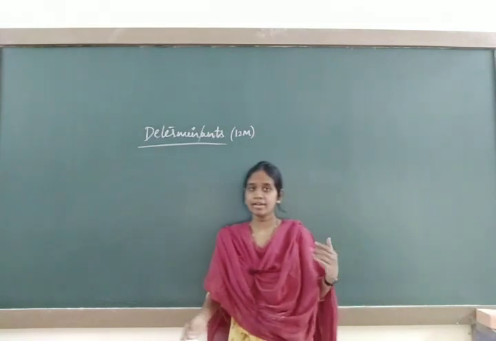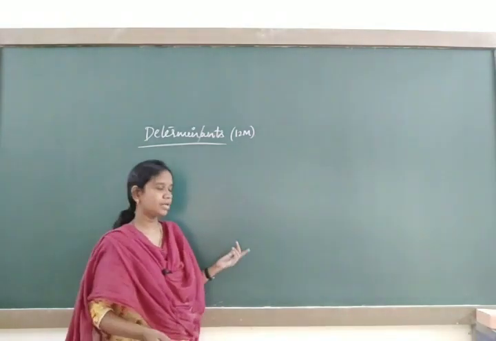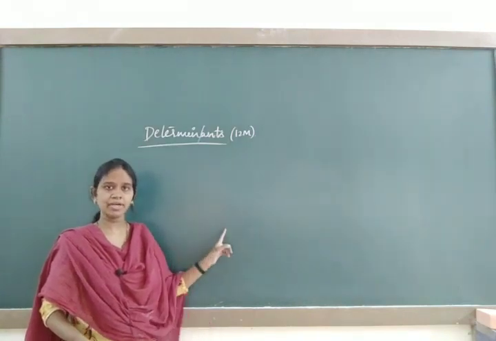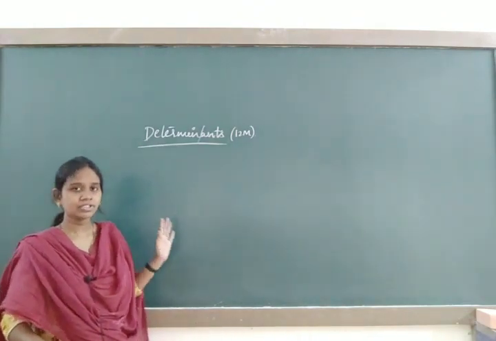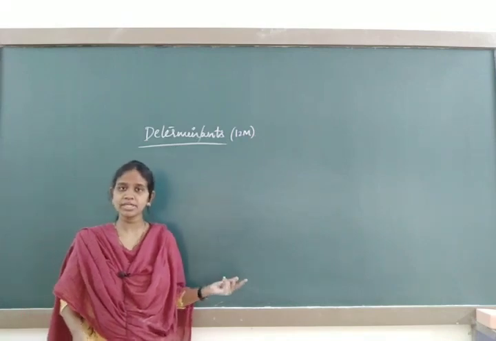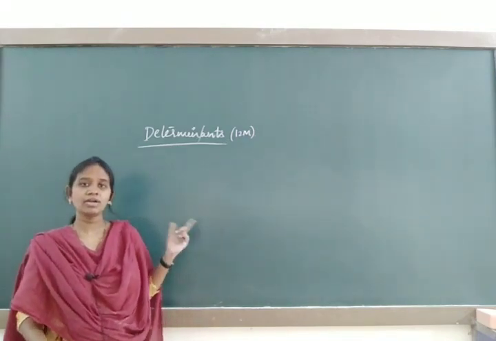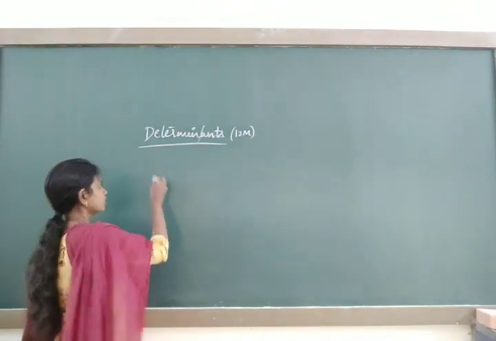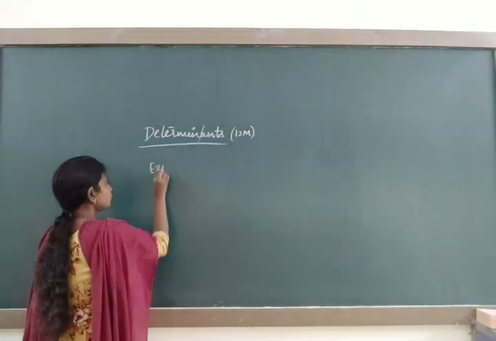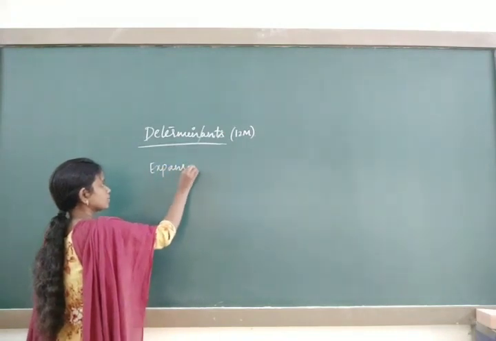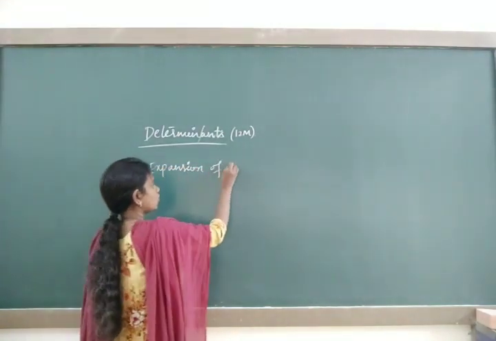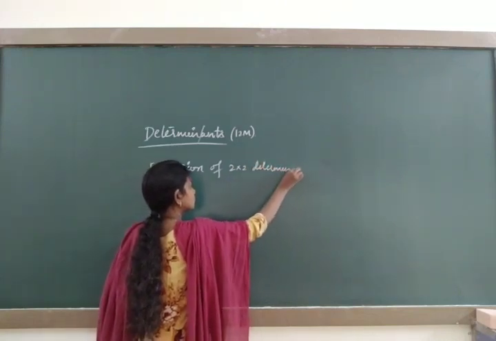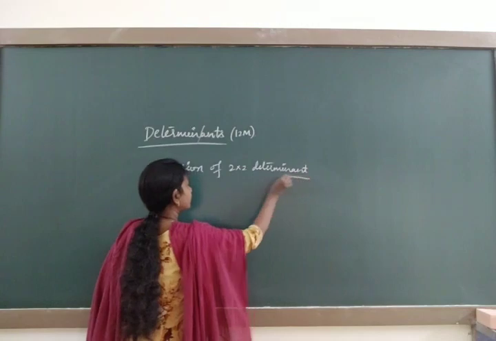So as I said, recall the expansion of a determinant. Take a1 b1, a2 b2: primary diagonal minus secondary diagonal. It's not a new concept. We have already studied this number in our linear equations in two variables in our basic standards. So you write the expansion of a 2 cross 2 determinant.